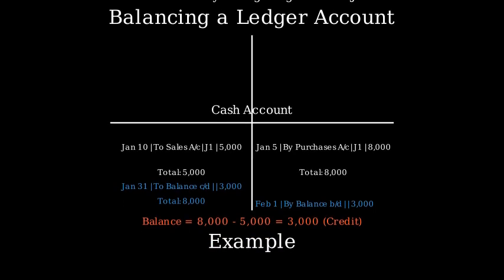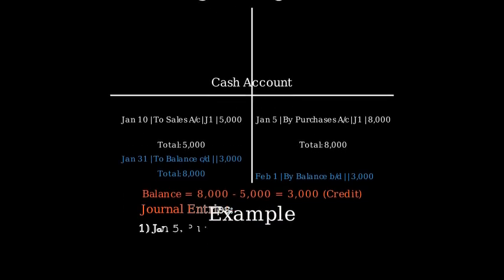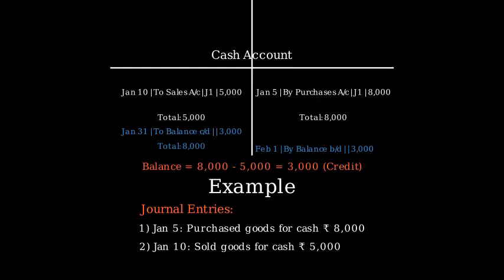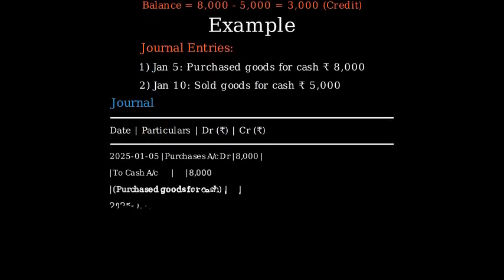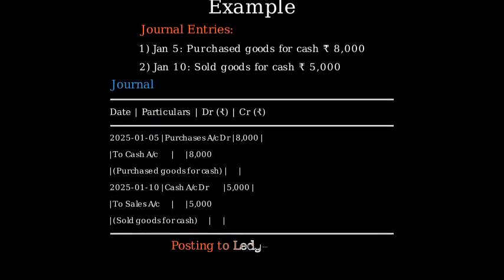Let's work through a complete example to see how journal entries are posted to ledger accounts. Suppose we have these journal entries in January. January 5th, purchase goods for cash, 8,000 rupees. January 10th, sold goods for cash, 5,000 rupees. Here's how these would look in the journal.